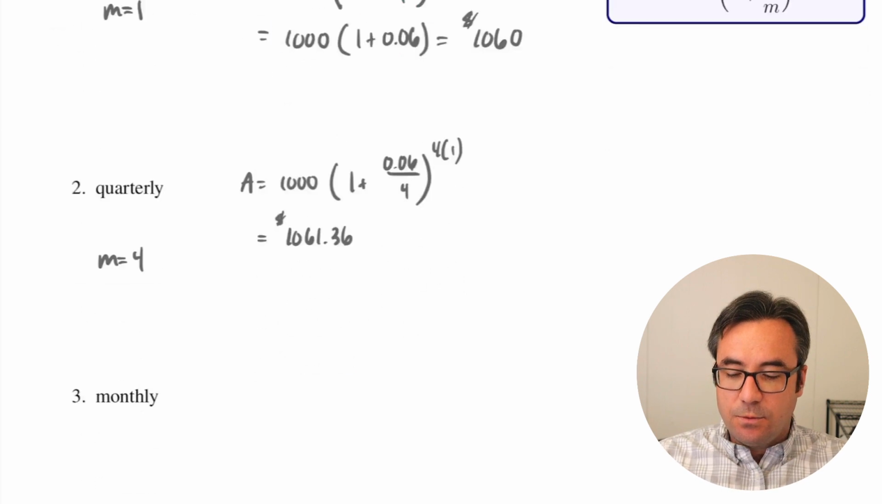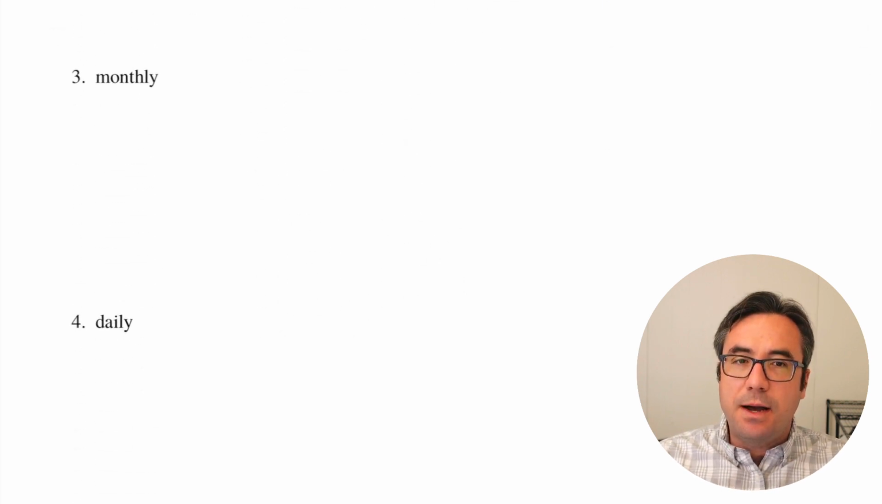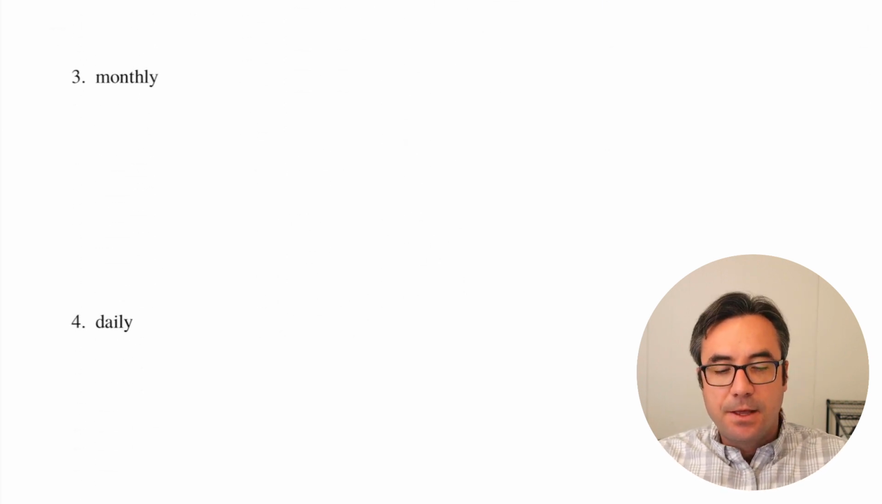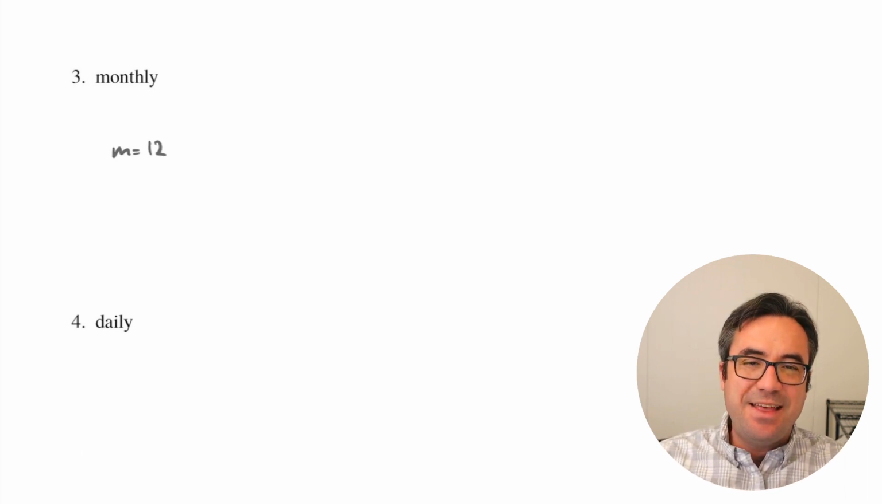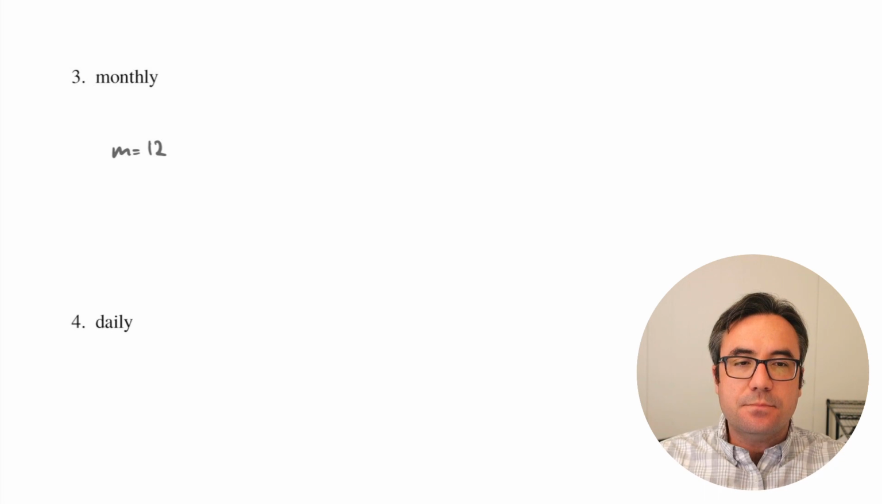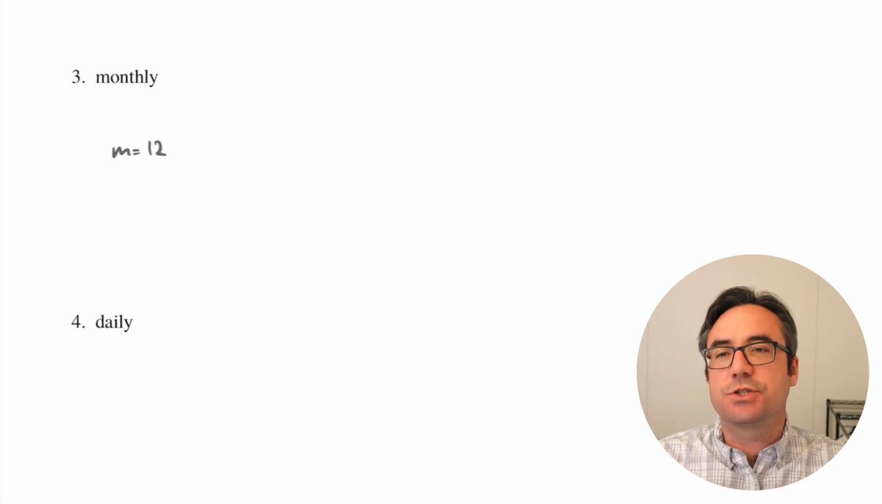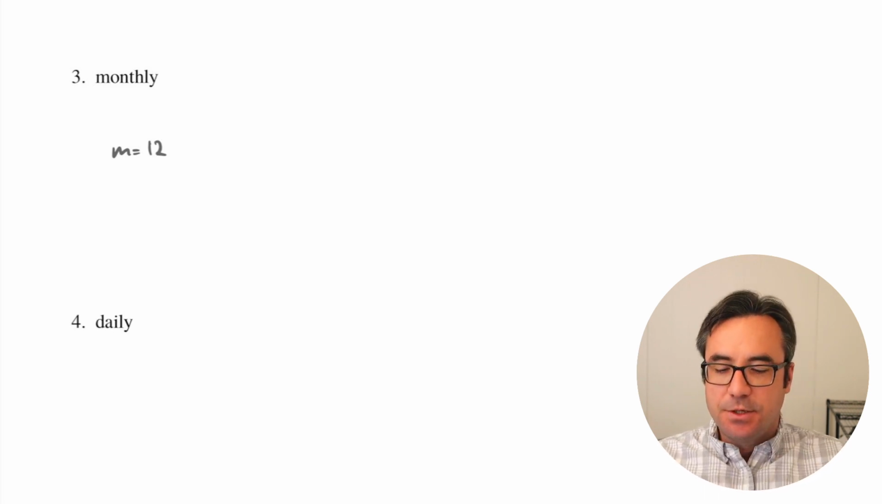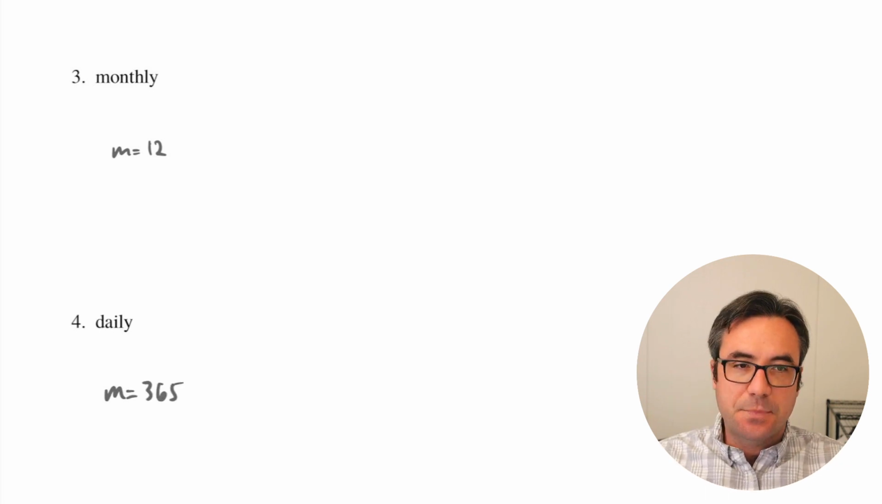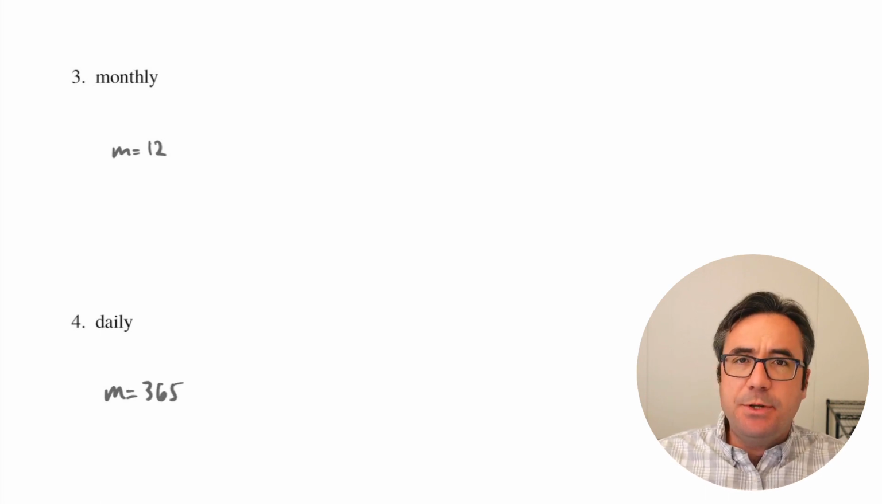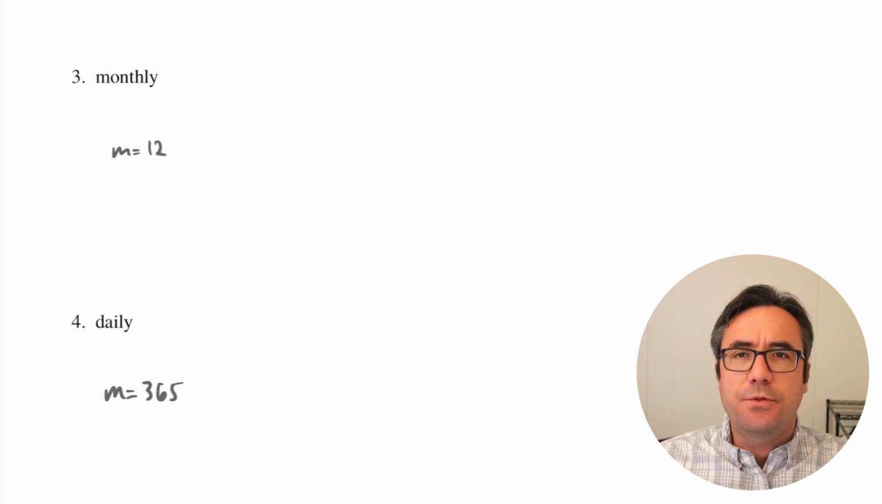Now, what we're going to see, and we'll do this in class, we'll look at monthly compounding and daily compounding. So monthly is going to be 12 because there's 12 months. And then daily compounding, we're just going to assume non-leap year. So we'll kind of keep this simple. So 365. All right, so maybe try those out, but we'll start with those in class.